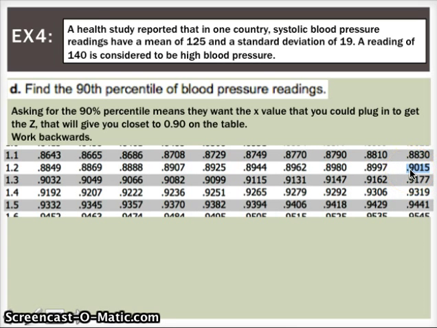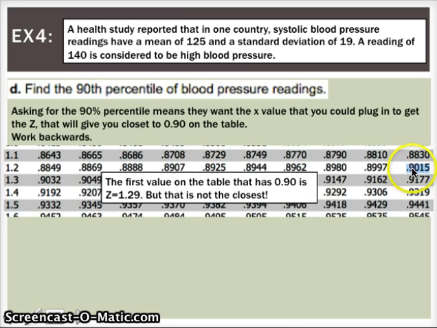Now the first number on here that has 0.9 is the z-score of 1.29. But actually, as I was looking at this, 1.29 is not the closest to 90%. This number is actually closest to 90. This one is actually closer, even closer than that one. So we're going to use z to be 1.28.